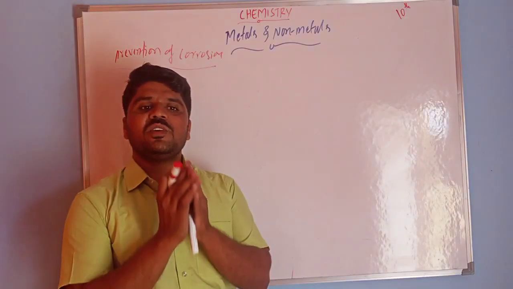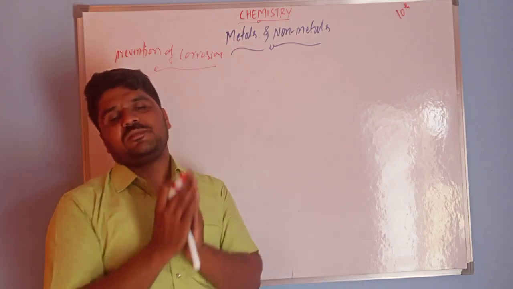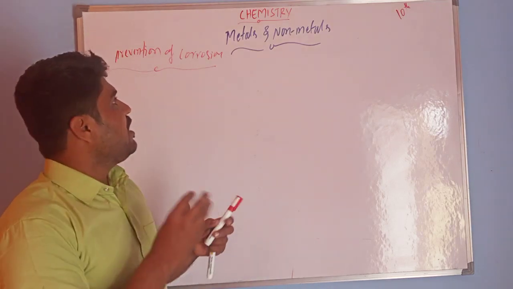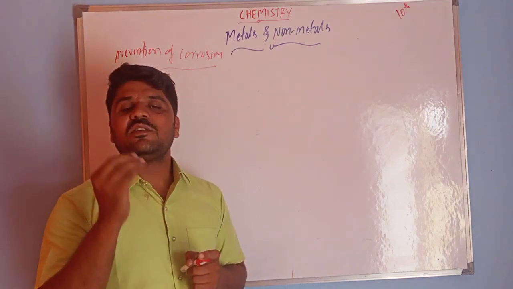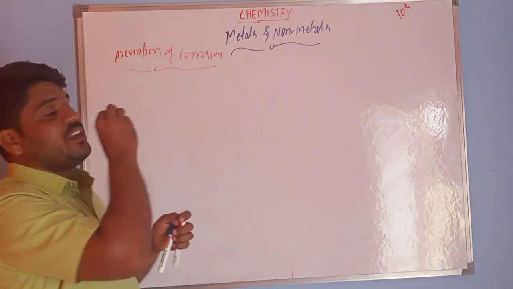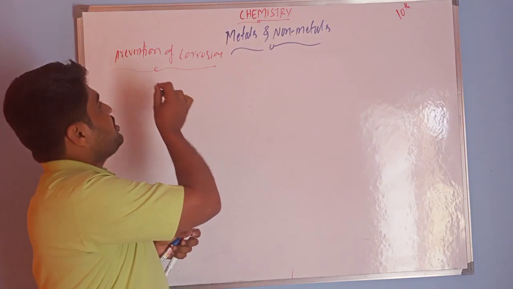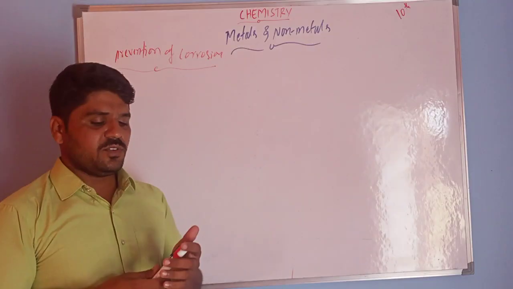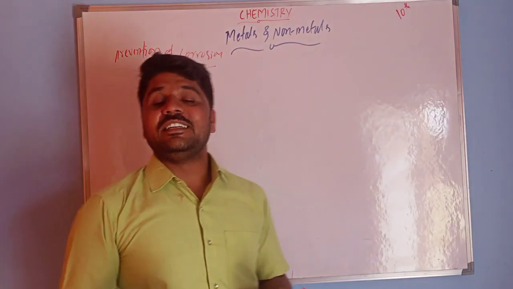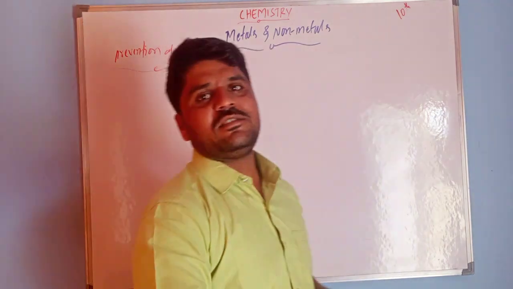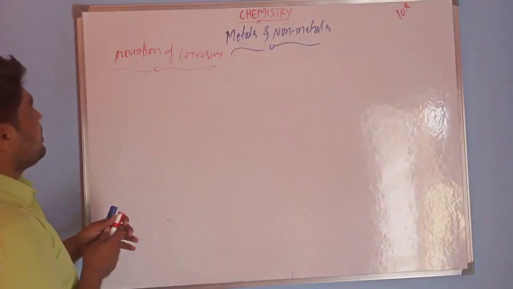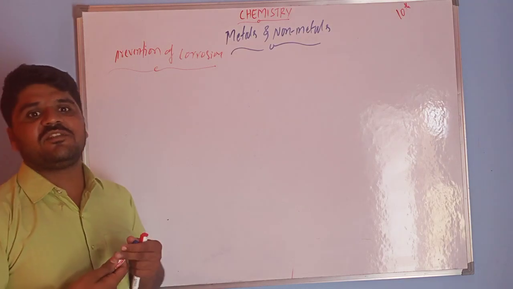So how do we prevent corrosion? We have some methods. This question is very important and may be asked in the exam: mention the prevention methods of corrosion. One by one we will discuss. First, prevention of rusting of iron.